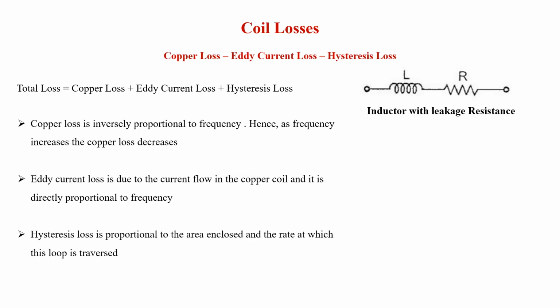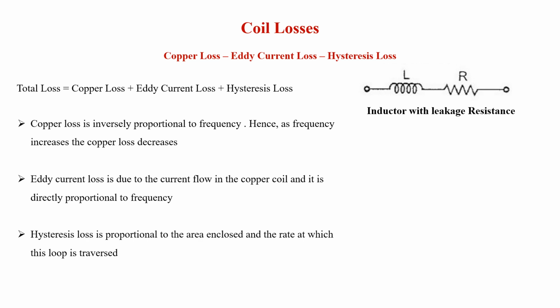Before we go into the actual design of the tuned amplifier circuit, there are certain losses associated with this system. There are three losses: one is copper loss, the second is eddy current loss, and the third is hysteresis loss. The total loss in a tuned amplifier circuit is the sum of copper loss, eddy current loss, and hysteresis loss. Copper loss is inversely proportional to the frequency of the system. Once the frequency increases, this copper loss decreases.